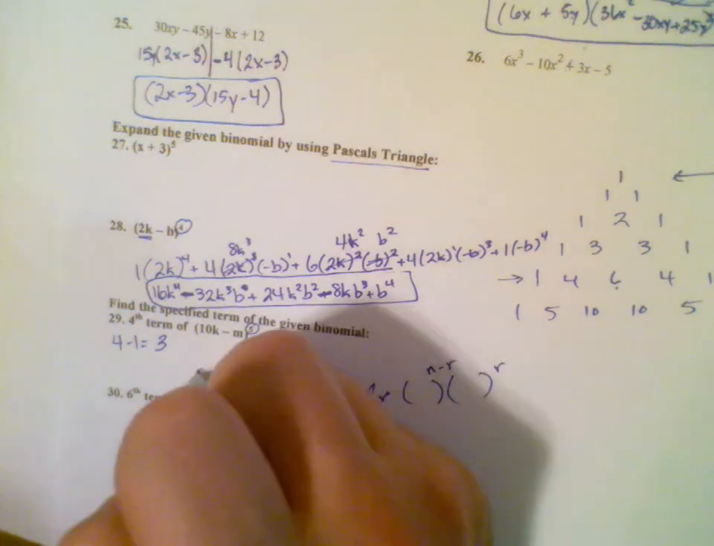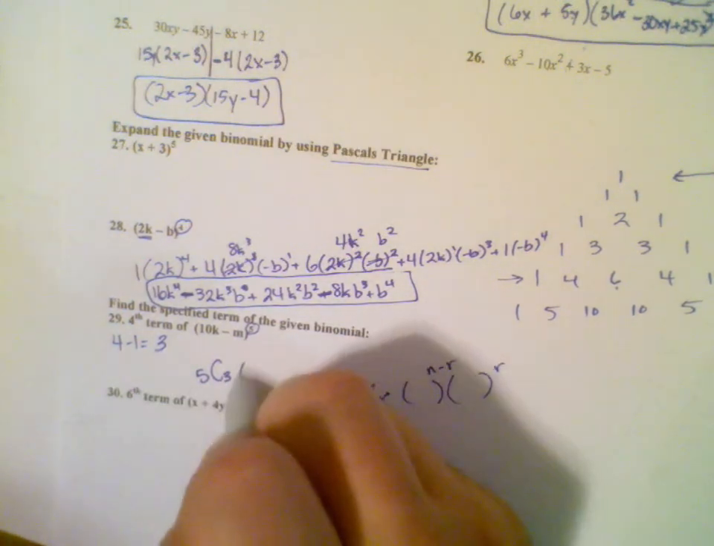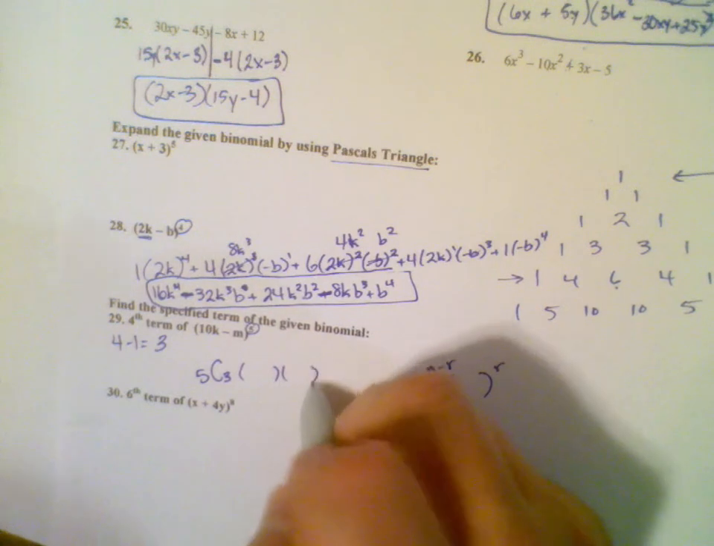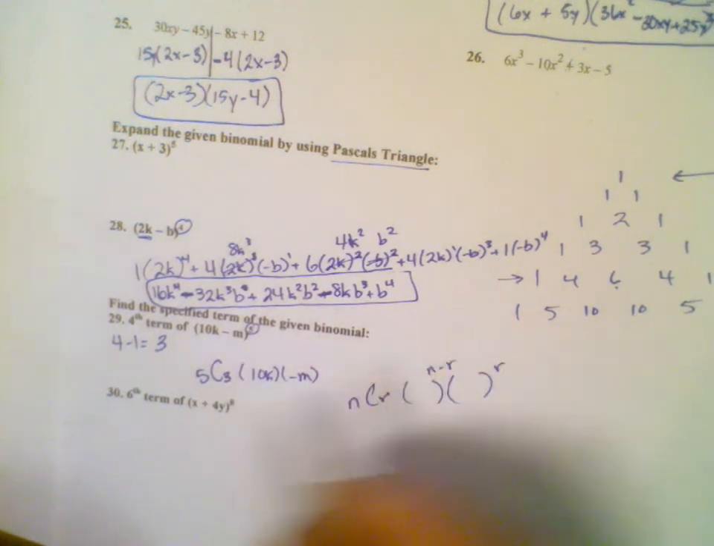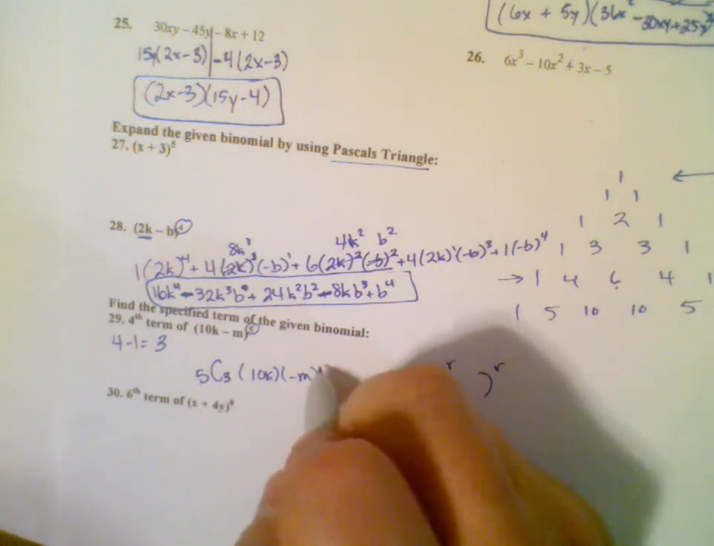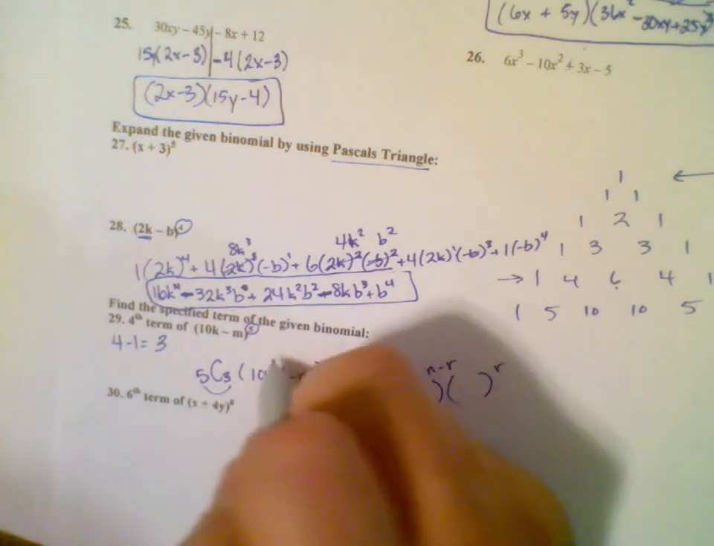Okay, so this would be 5c3, you've just given that. And then now I have to put each of the terms in parentheses. So it's 10k goes here, and then a negative m goes there. The negative m matches with the 3, and the 10k matches with the difference between the two. So it would be a 2.